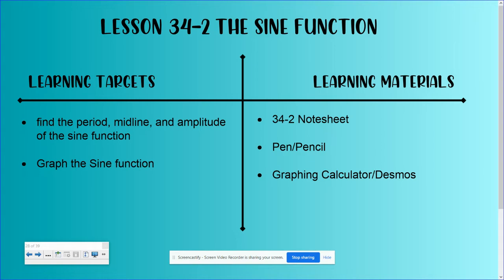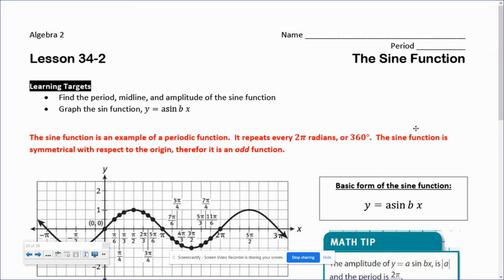Lesson 34.2 is going to cover the sine function. What we're going to be doing today is picking out those key parts of the graph, the period, midline, and amplitude. And then we're also going to be graphing the sine function today. There is a note sheet that goes along with today's lesson, so make sure you have that. And you probably want either a graphing calculator or Desmos to help you with any of your graphing needs, okay?